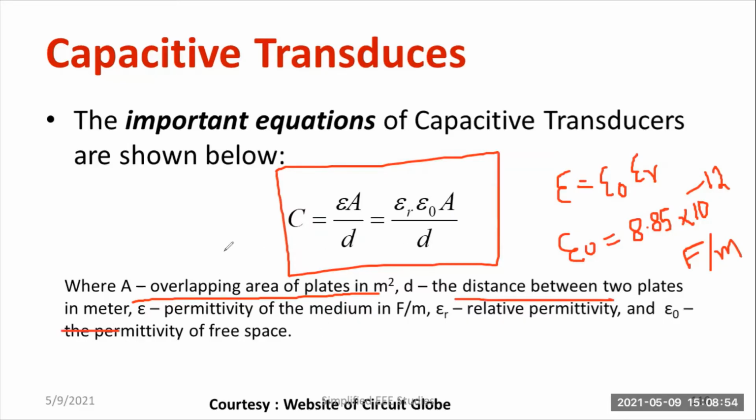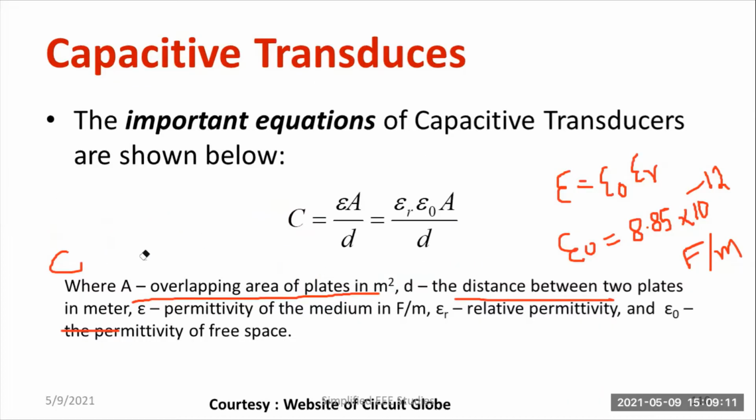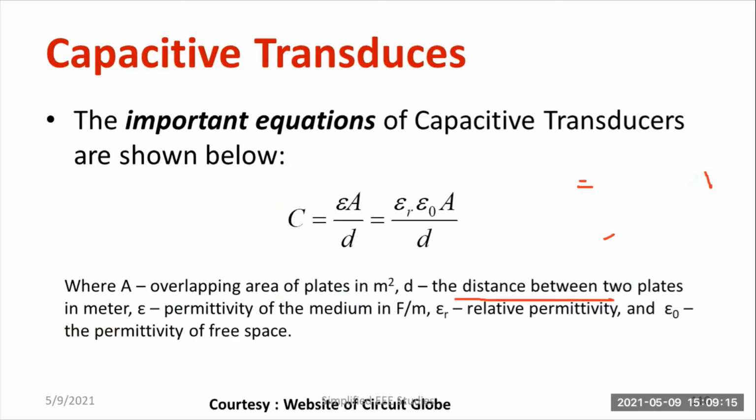So these are the basic things. From this relation, we can understand that the capacitance is directly proportional to the overlapping area. The second point is that the capacitance is inversely proportional to the distance between the two plates. These are the popular relations you have to remember. Based on that, we can explain how it operates and how it measures non-electrical quantities. Clear?